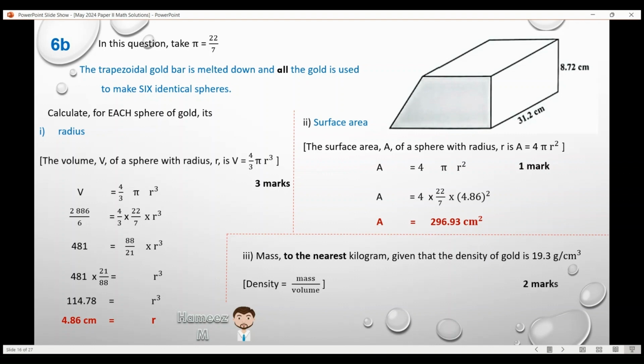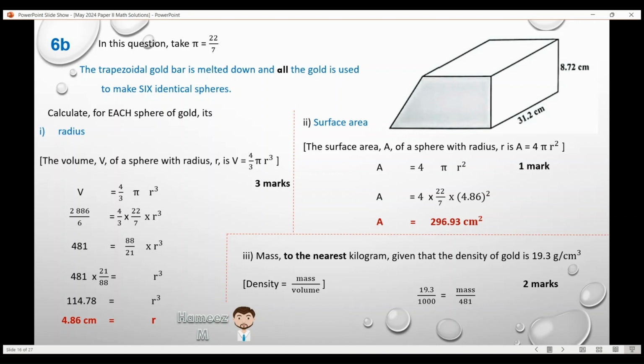We want to calculate for each sphere of gold its mass to the nearest kilogram, given that the density of gold is 19.3 grams per centimeter cube. And let's recall density is mass over volume. So writing the formula, density is mass over volume, and it's given as 19.3 grams per centimeter cube. Let's recall that our answer wants it in kilograms. So how do we change grams to kilograms? We divide by 1,000. So 19.3 divided by 1,000 is the density.